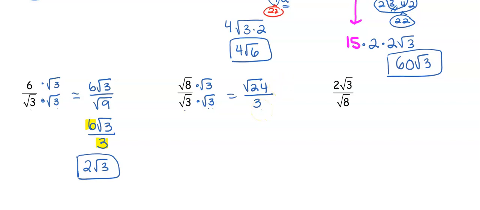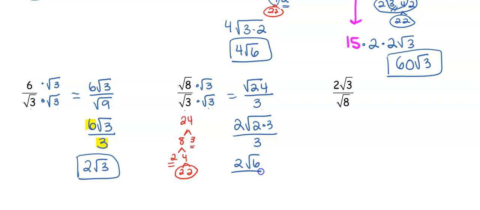But then I have to work on breaking down this 24. Well, I know it's 8 and 3 because that's what I multiplied. 2 and 4, 2 and 2. I have a 2 matched pair, so 2 goes to the outside. And I have a 2 and a 3 left over on the inside. So that gives me 2 root 6 all over 3. You can check to see if you reduce, but remember, it's outside numbers together, inside numbers together. 2 and 3 would be the two numbers that would reduce, and they don't. I can't reduce the 6 and the 3 because the 6 is inside, the 3 is outside.